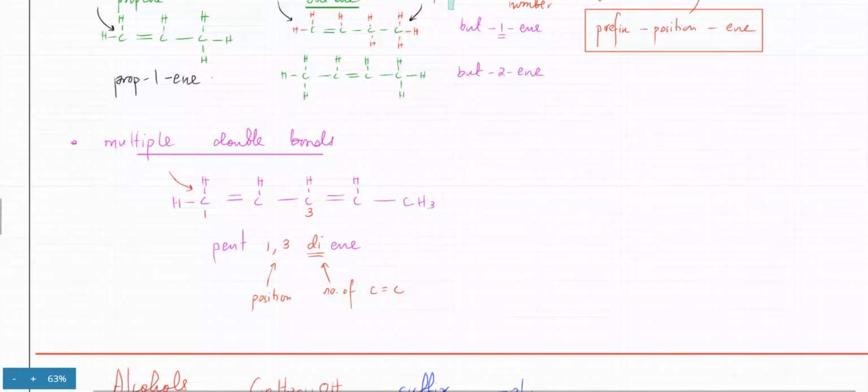So now if you have multiple double bonds, it's going to become a diene, and you have to mention the position of both double bonds. The position is going to be counted from the side which gives the smaller number.